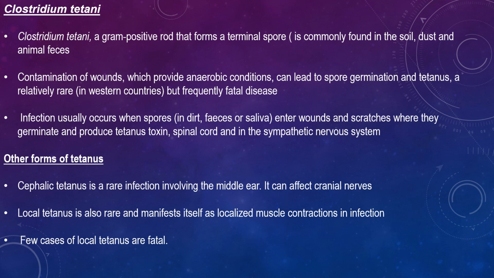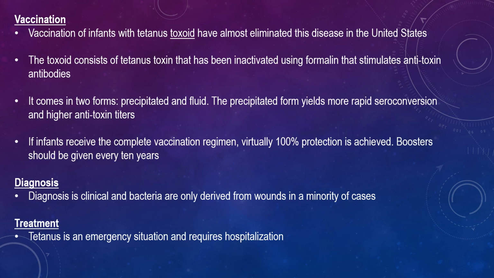Local tetanus is also rare and manifests itself as localized muscle contractions in areas of infection, though few of these cases are fatal. Vaccination of infants with tetanus toxoid has almost eliminated this disease in the United States. The toxoid consists of tetanus toxin that has been inactivated using formalin to stimulate antitoxin antibodies. This comes in two forms, precipitated and fluid. The precipitated form yields more rapid seroconversion and higher antitoxin titers.